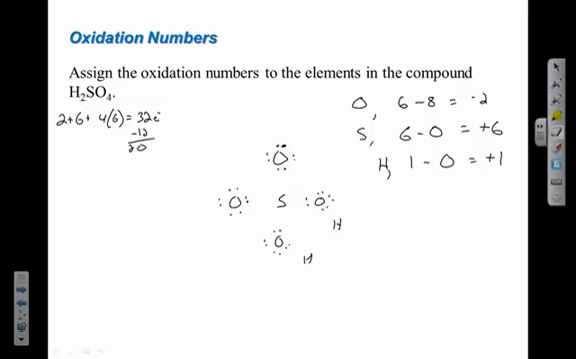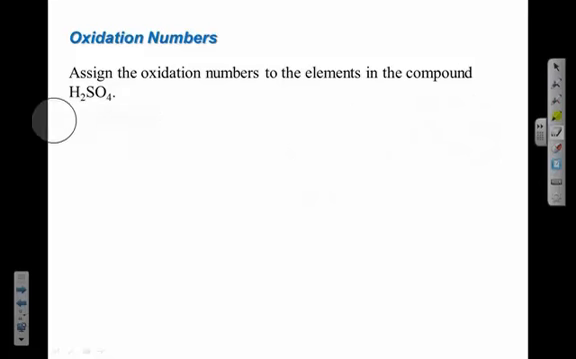Questions about that? Okay, looking at the other method.